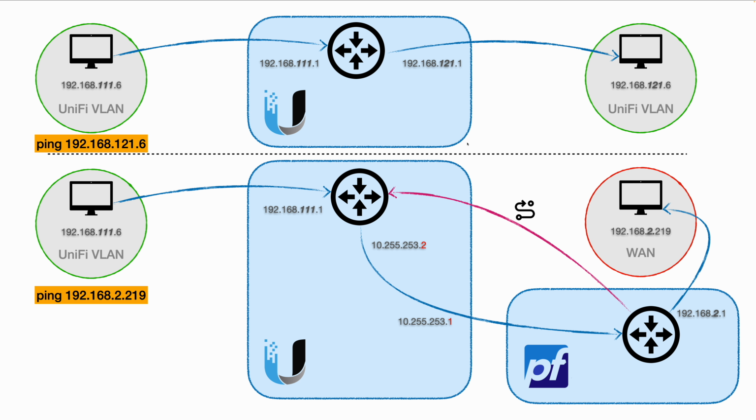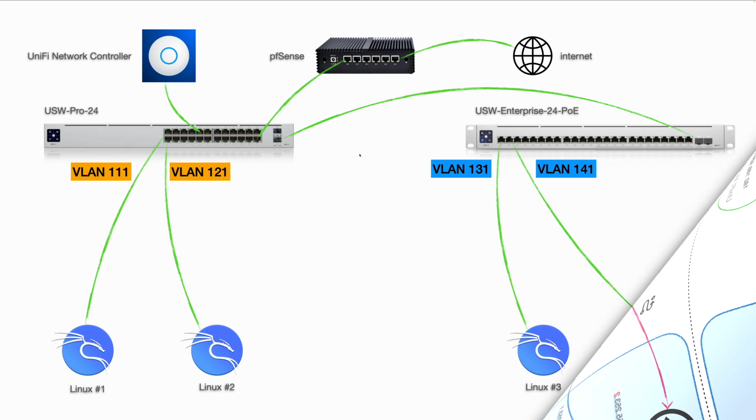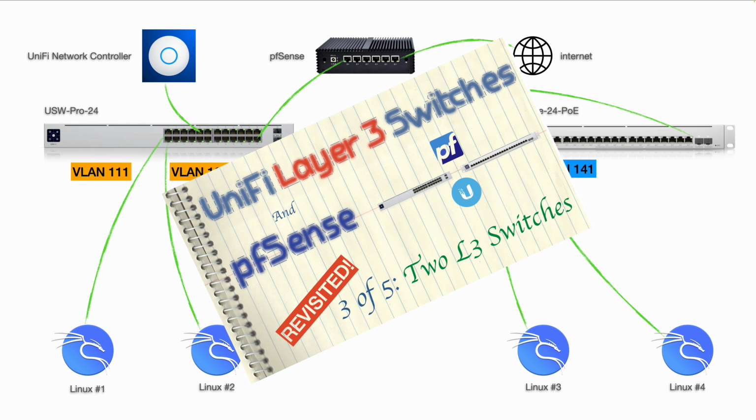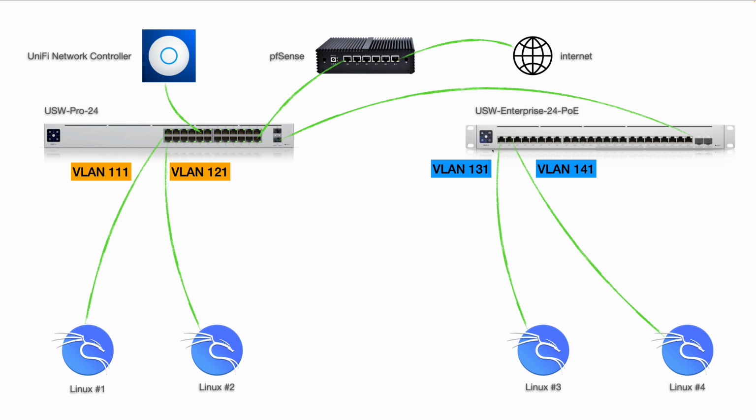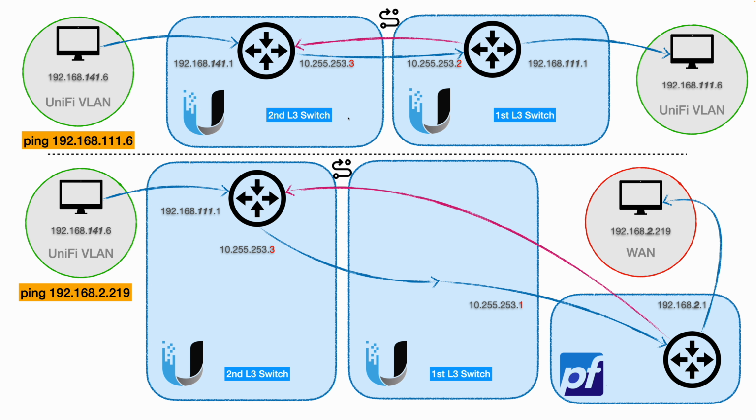We will investigate how the routing works between the VLANs in the same switch or from the UniFi VLAN to internet. In the third video, let's add another layer 3 switch to see whether or how the configurations in pfSense will be different. We will check how the routing works between the VLANs in the 2 different UniFi switches and with a machine in the internet side, how the traffic goes through the 2 UniFi switches.